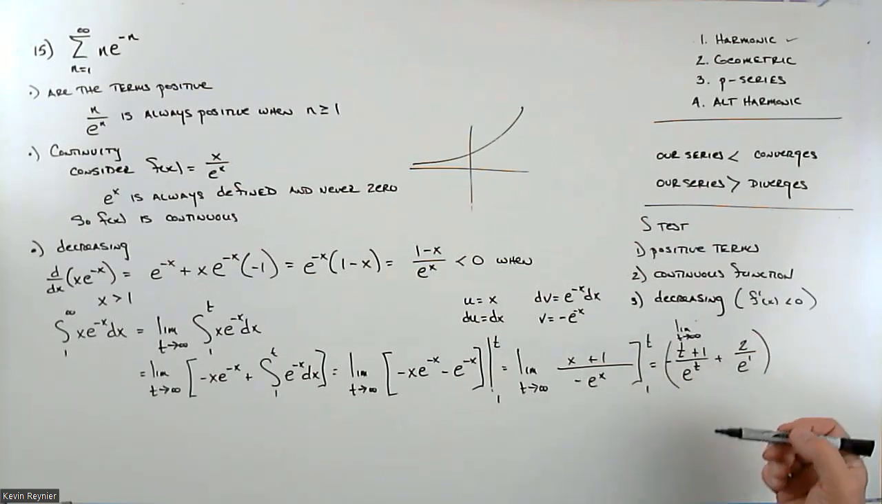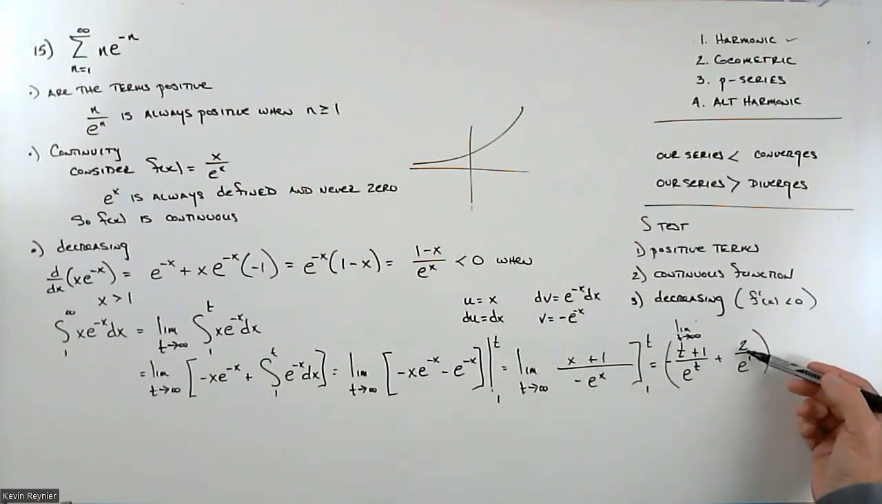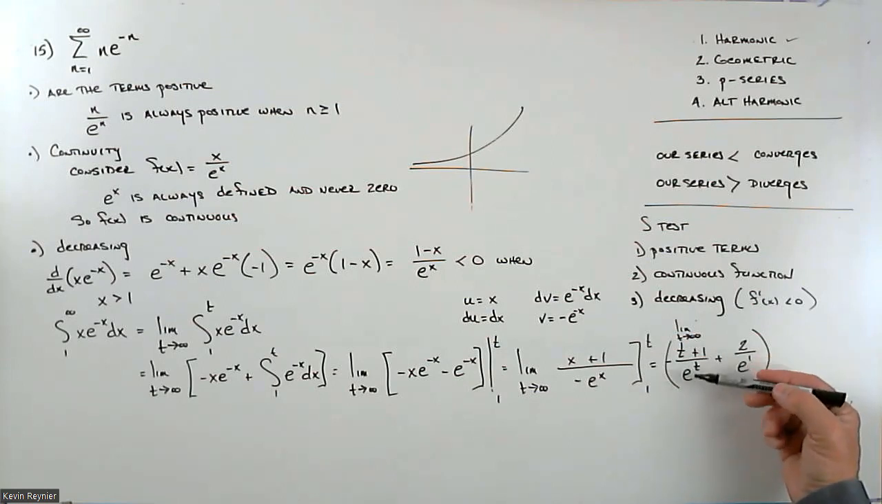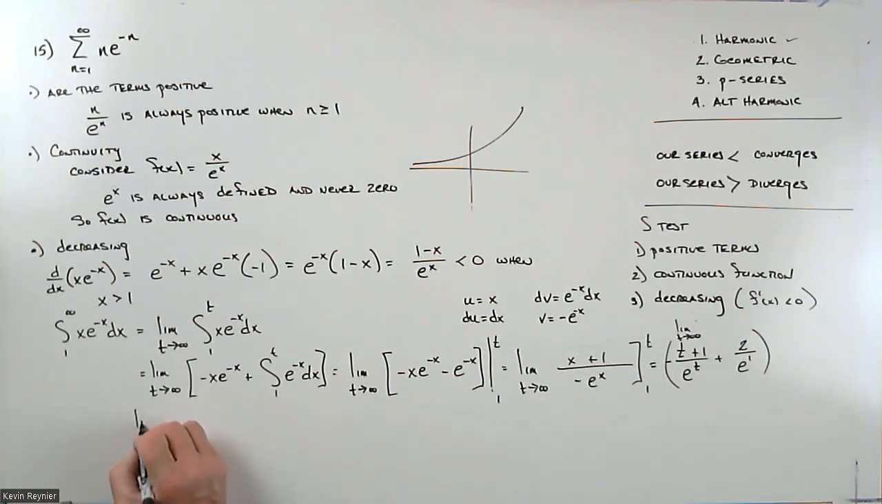Well, this is infinity over infinity. This is just a constant. So as t goes to infinity, we're going to have to take this by L'Hopital's rule, right? So what do we have over here? We have the limit as t goes to infinity. And we have t plus, we'll put the minus out here. We have t plus 1 over e to the t.